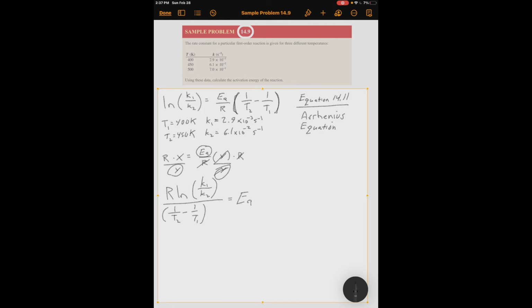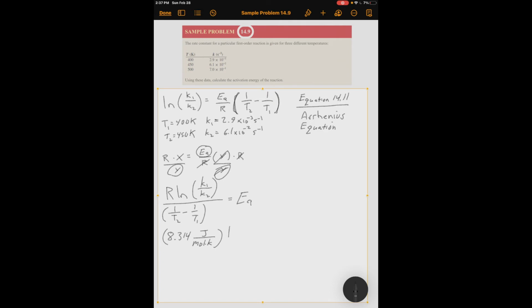Okay? Be careful when you're doing this calculation. R is 8.314, not 0.08206 as you've often seen. We're going to use joule units. So 8.314 joules per mole Kelvin. So that's R.